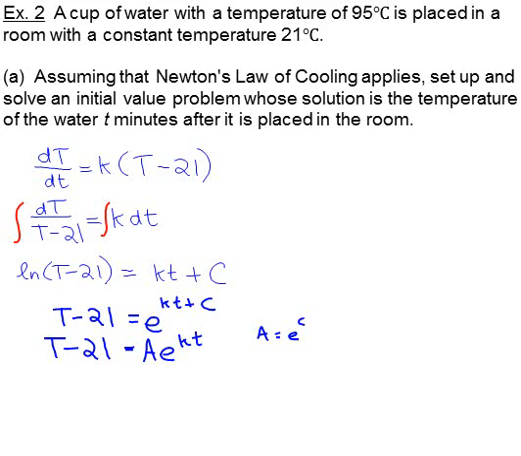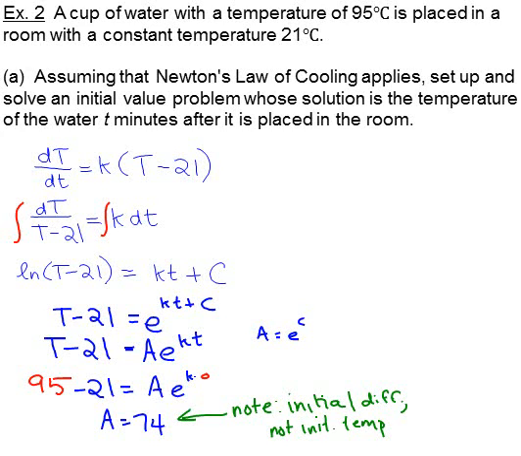The initial temperature of the water is 95 degrees at time 0. Substitute these values into the equation and solve for a. A equals 74. It's important for you to note that the value of the constant a does not come out to the initial temperature here. It's common for students to make this assumption, but that assumption would be incorrect for heating and cooling problems. Do you know what a really represents?